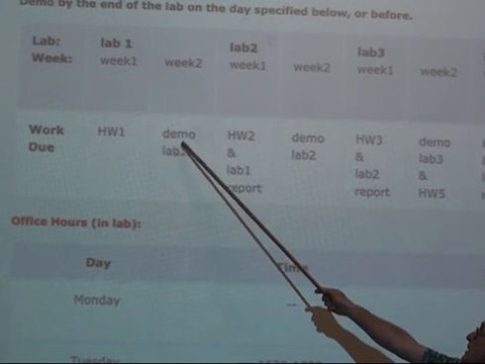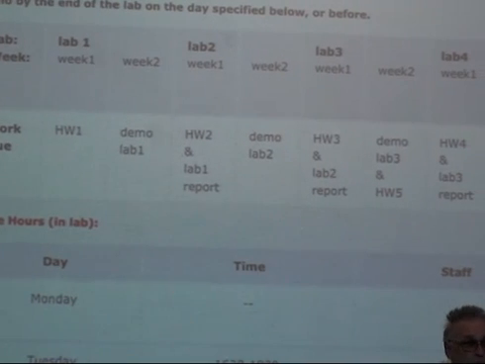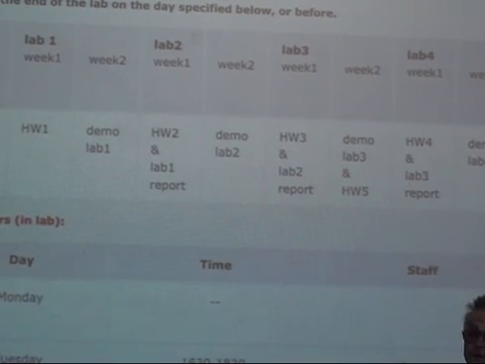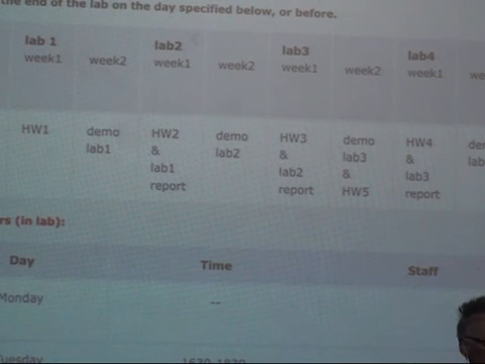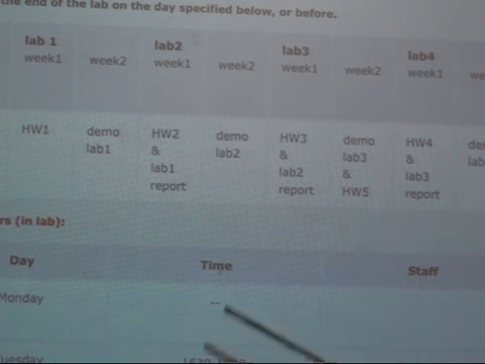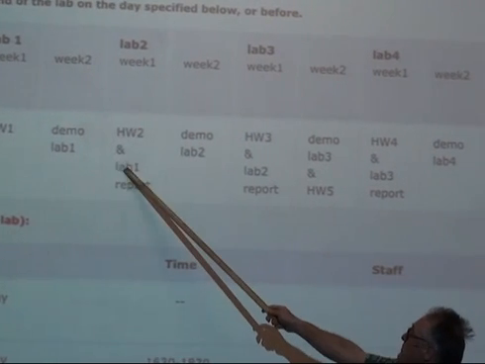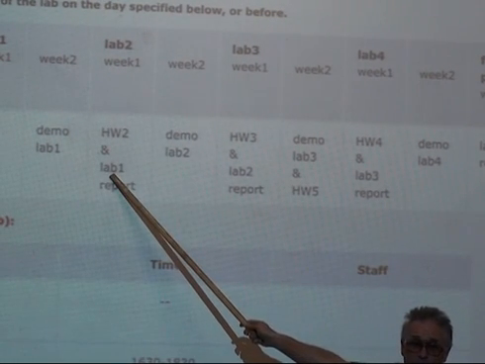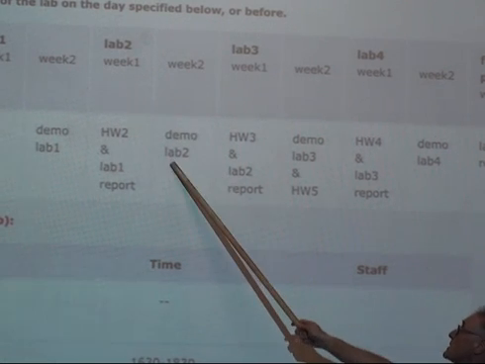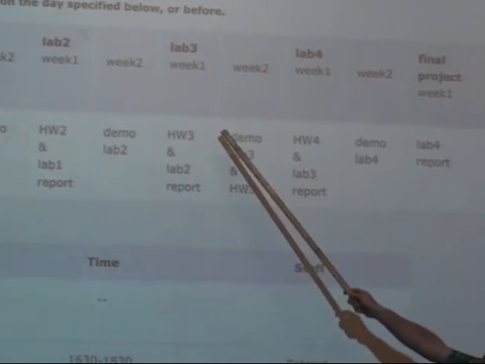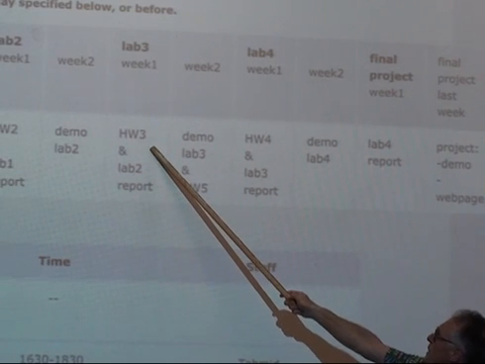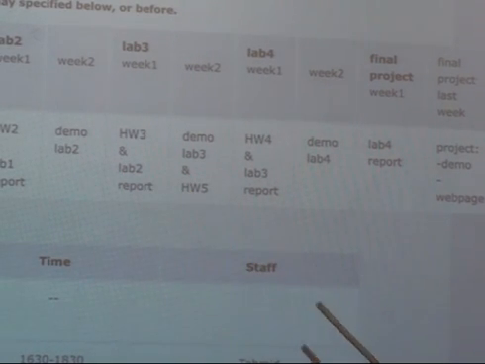Second week, you're going to demo lab 1. It has to be completely working by the end of the second lab section. Anything that isn't working, you lose points. There's no makeup, there's no extensions. First week of lab 2, homework 2 is due, and the lab 1 report. Second lab, demo. Lab 1, lab 3, week 1, homework 3, lab 2.